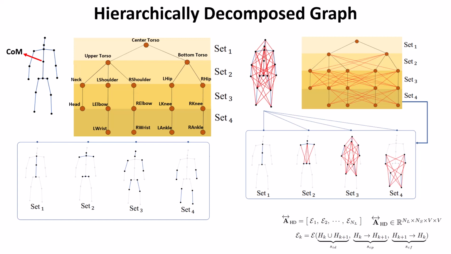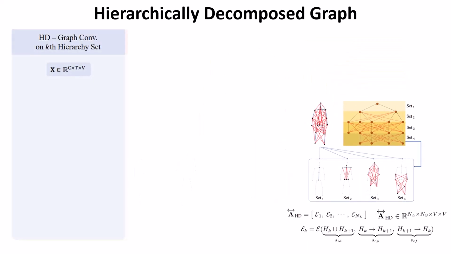But that's not the only contribution of this paper, and we need to see how they apply graph convolutions. They defined this module as HD graph convolution on the hierarchy set. And remember, we had 4 different edge sets, and that means for each of these edge sets, we need to have this module. As the input, it receives a tensor X, which is the original sequence that we have.